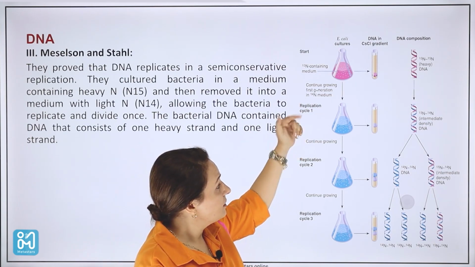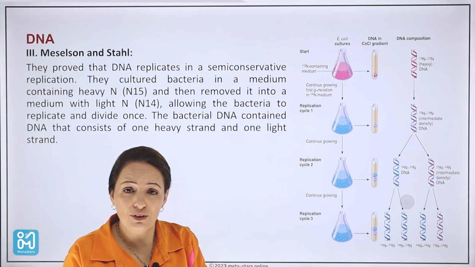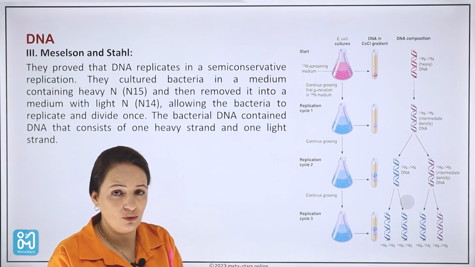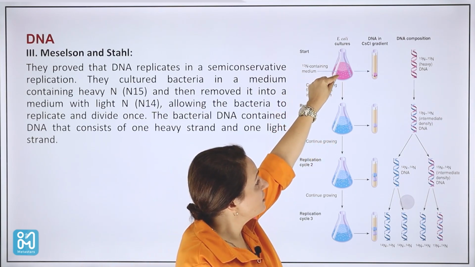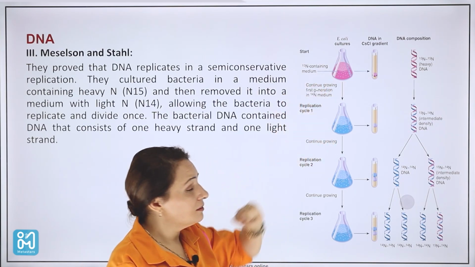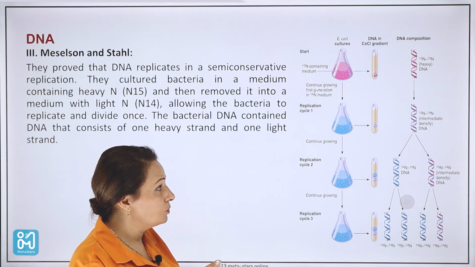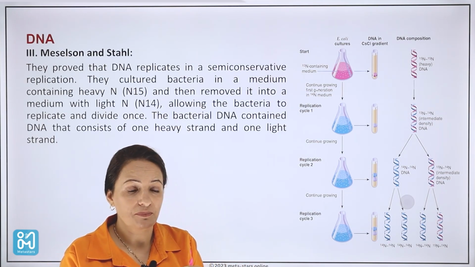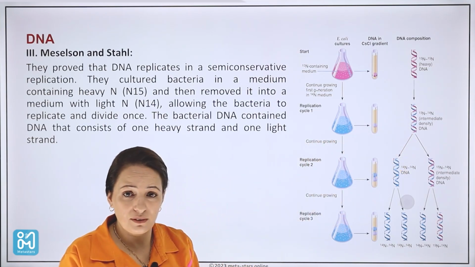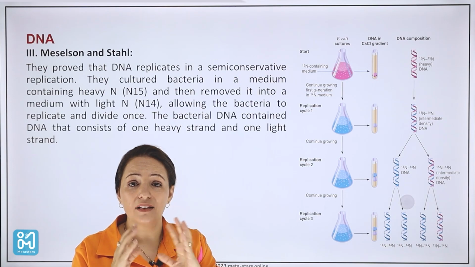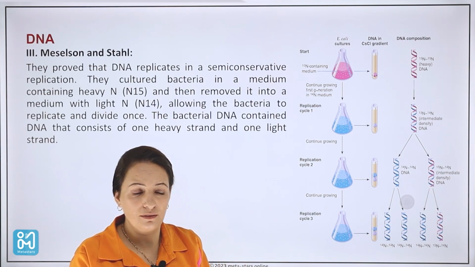Now, after that, they prepared a medium of N14, and N14, as we said, is the light nitrogen. And they transferred a small part of the bacteria into the N14 medium. So what was the result at this point, which was a little bit different? The result was that the DNA that was formed inside the bacteria had both the heavy and the light nitrogen.